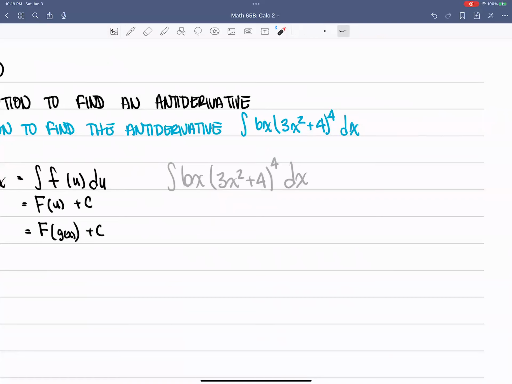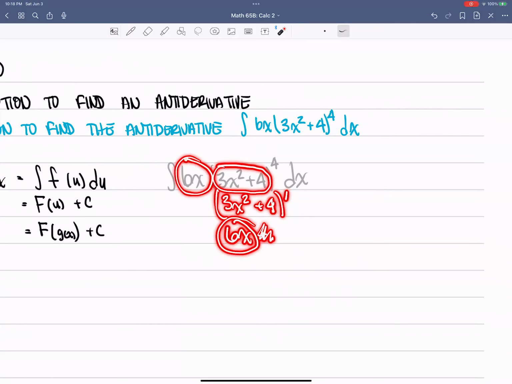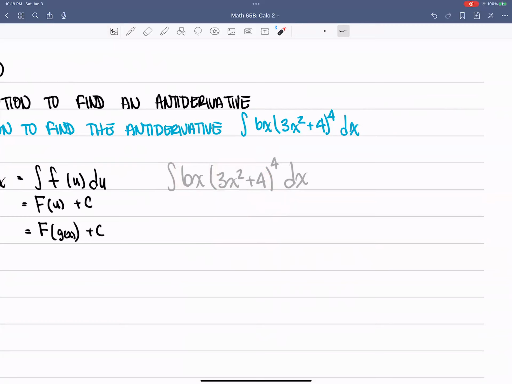If we wanted to, we could completely expand this part. We could do it with Pascal's triangle, but I think it'd be a little bit easier to just find something here. So if we look at this inside part, we have 3x to the power 2 plus 4. When we differentiate this, we end up with 6x. More importantly, we have a 6x just hanging out here. So it's really easy to do that part.